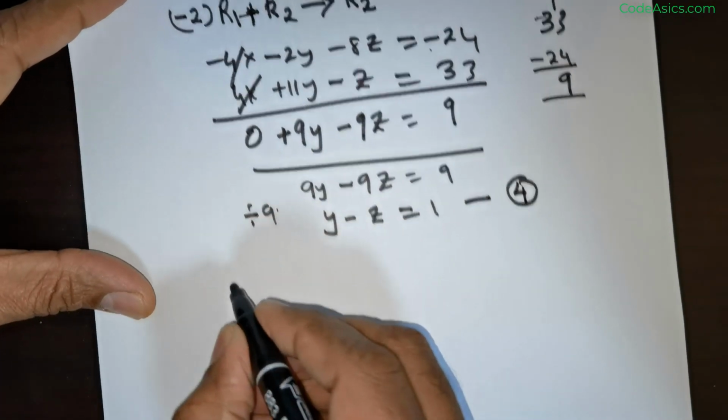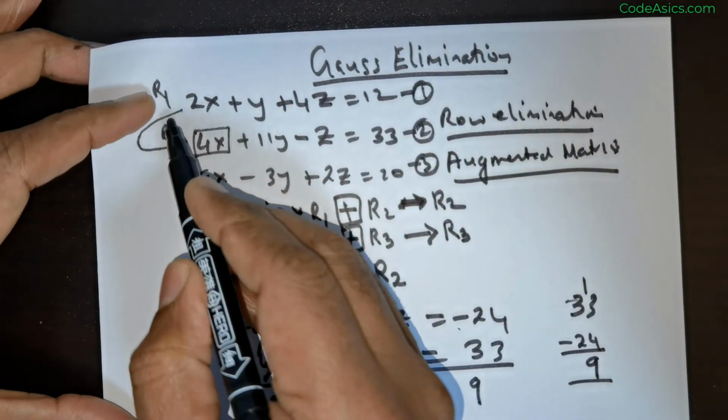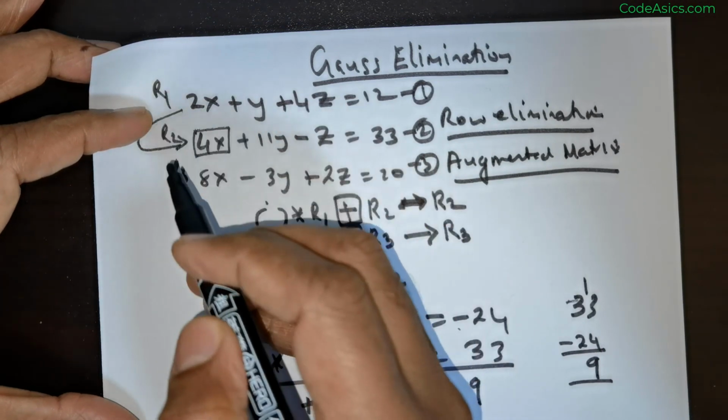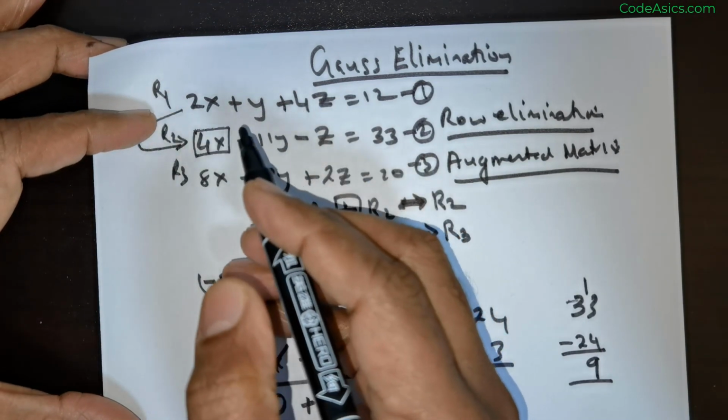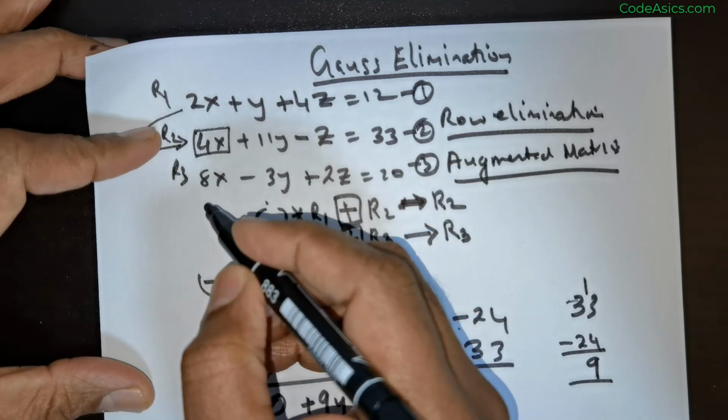Now again I'm going to utilize R1. If you pick up one particular row, utilize that row to reduce other rows. Don't keep changing the rows. That will result in an ambiguous result.